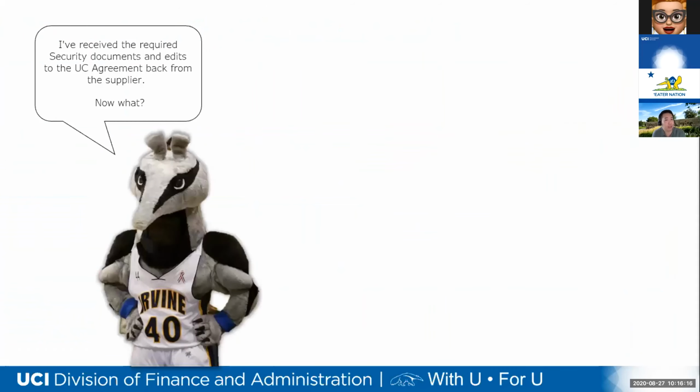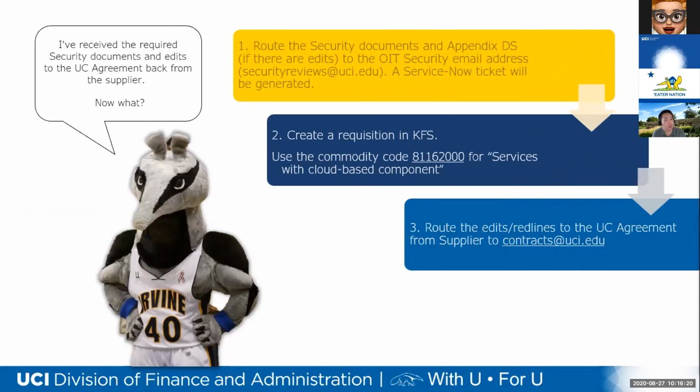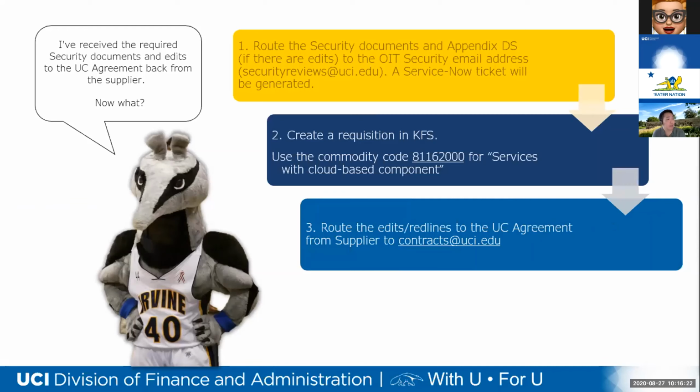So, now that you've received the security documents and edits to the UC agreement back from the supplier, what would be the next step? And we've identified 3 here. The first being that you'll need to route the security documents and Appendix DS, if there are any edits to it, to OIT's email address for review. This will then generate a ticket in ServiceNow and be assigned to someone for review.